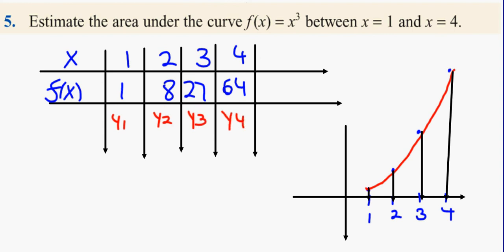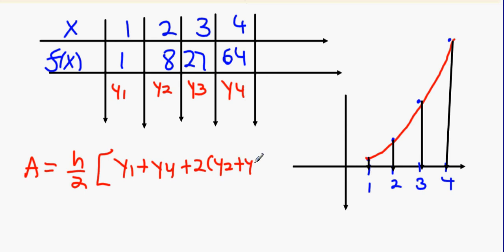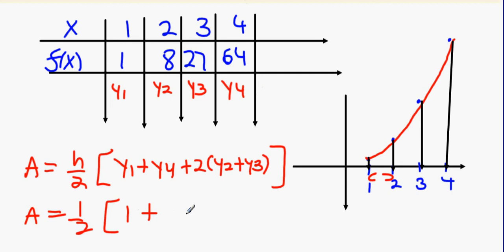So the trapezoidal rule once again equals h over 2 times your first one, y1 plus y4, first plus last, plus 2 times the remaining, which is y2 plus y3. Now the spacing h is 1. So A is going to equal a half, y1 is 1, y4 is 64.